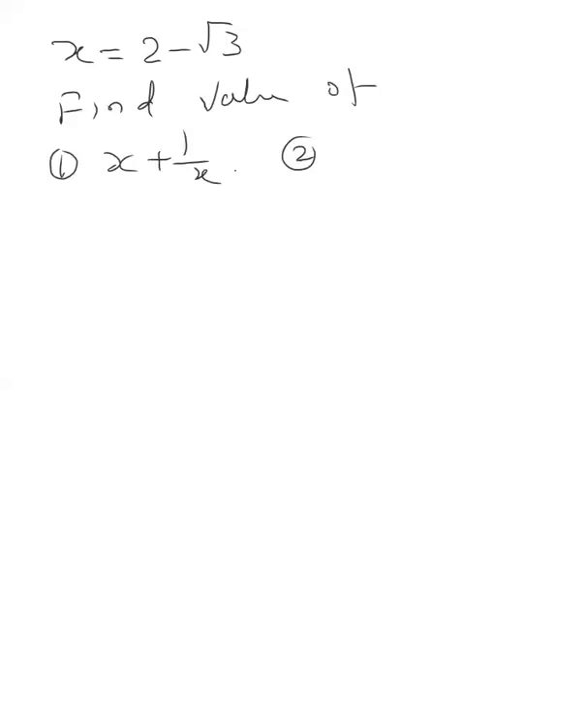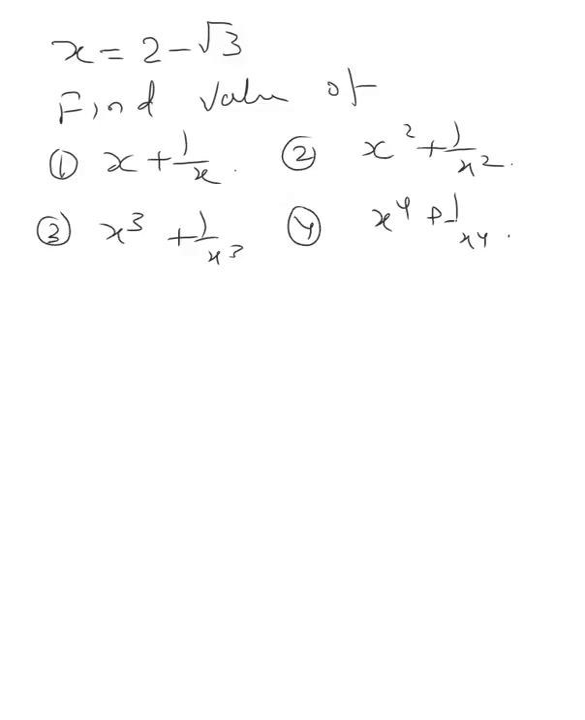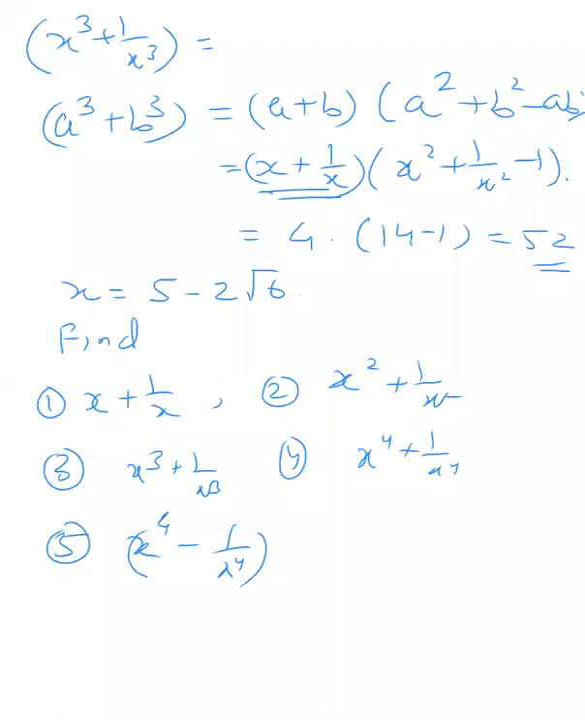Now, see, if I'm writing x is equal to 2 minus root 3, find the value of first x plus 1 by x, second x square plus 1 by x square, third x cube plus 1 by x cube, fourth x to the power 4 plus 1 by x to the power 4. All 4 values. Let's start. Question is given.